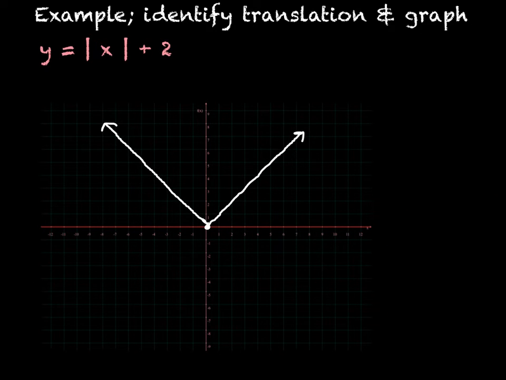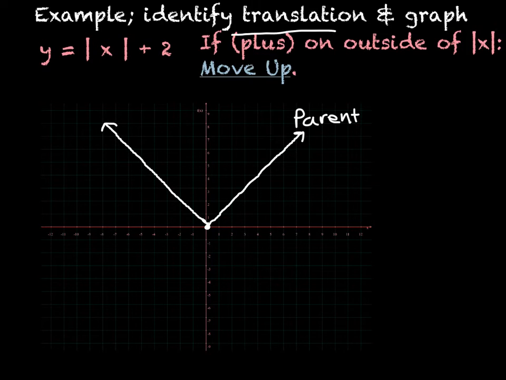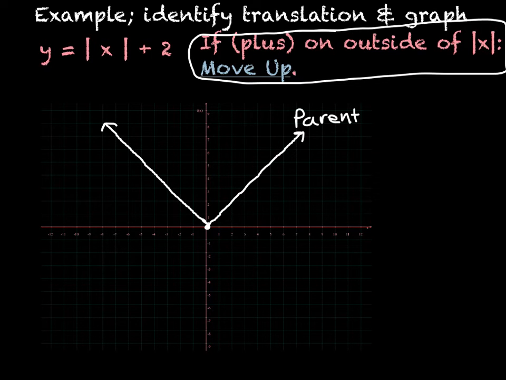On this next one, I again started with my parent function there. And I'm going to do something to it. So I have the equation y equals the absolute value of x plus 2. Now this time, the symbol is not inside the absolute value, so we have to have another rule. If there is a plus on the outside of the absolute value of x, then you're going to move up. So the plus is on the outside of the absolute value. So I'm going to move up.